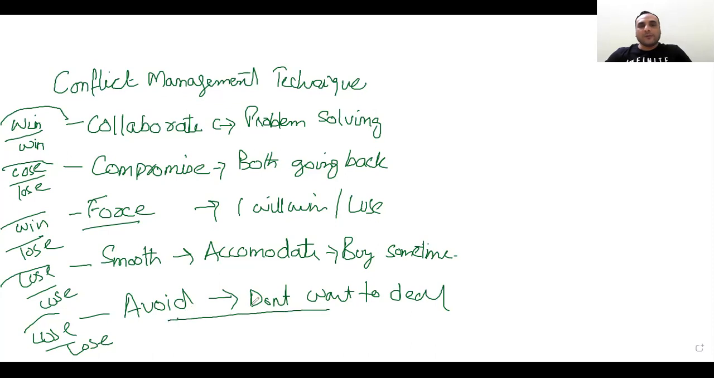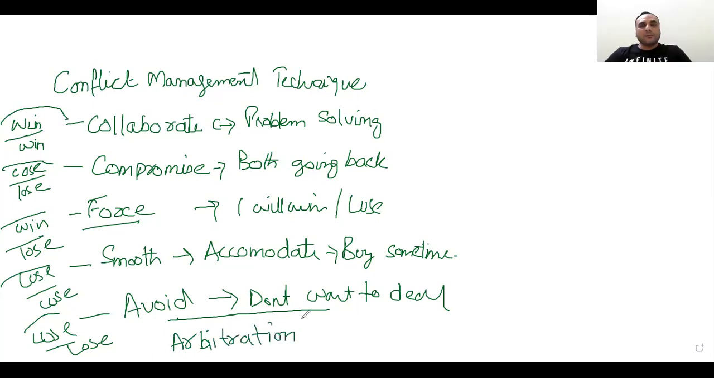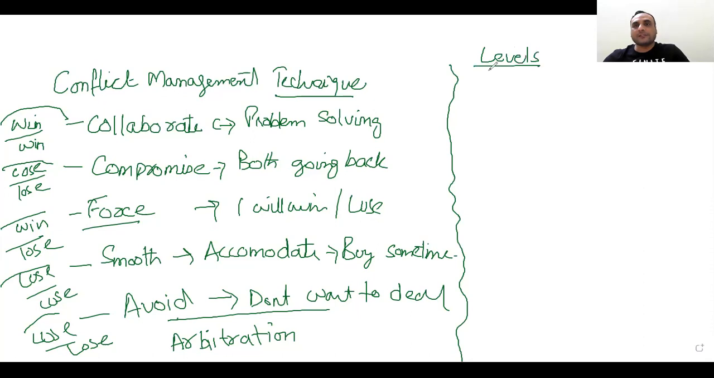If you cannot solve it by all of those things, we can go with arbitration, which means inviting a third party who will listen to both of us and will provide decisions which we are bound to follow. These were the techniques. There are levels of conflict available in your PMI-ACP book, which I have sent you from Microsoft.